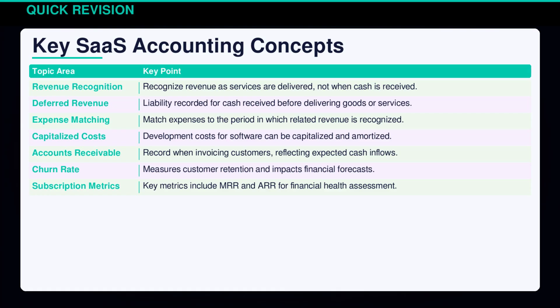SaaS accounting requires understanding how to recognize revenue as services are delivered, not just when cash is received. Deferred revenue is a liability reflecting cash received in advance. Expenses must match the period of related revenue to accurately assess profitability. Some development costs can be capitalized, impacting future earnings through amortization. Managing accounts receivable is crucial for cash flow. Monitoring churn rate and key subscription metrics like MRR and ARR is essential for evaluating financial health and sustainability.